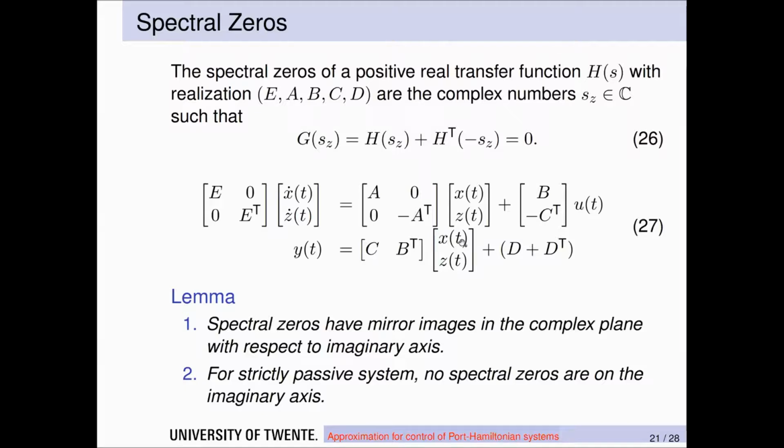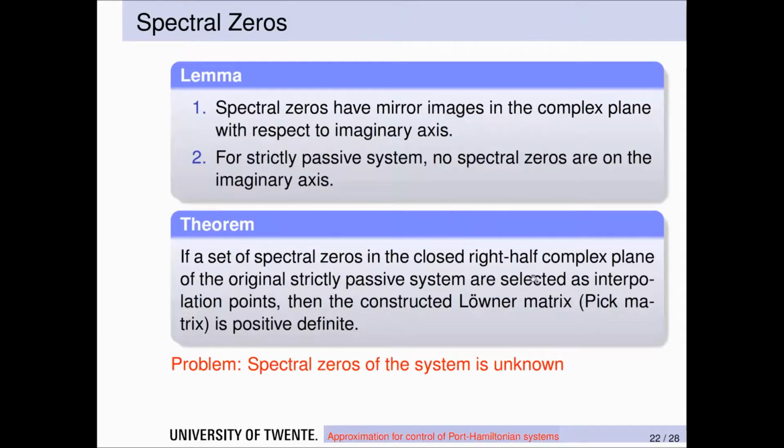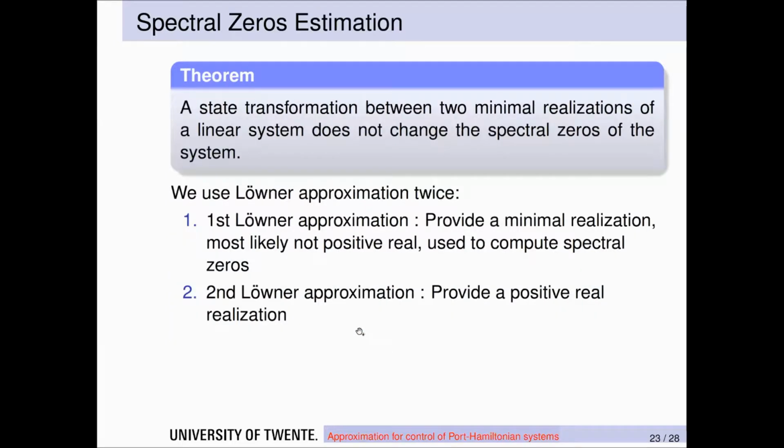And we can see this G of s as the transfer function of this extended system. From here, we can easily realize that there is a mirror image in the complex plane, and if it's a strictly passive system, then there are no spectral zeros on the imaginary axis. So that we can prove. Then this theorem says that if we choose a set of spectral zeros of the original system and use them in the Loewner approximation, then this Loewner matrix is positive definite, which also gives us a positive real transfer function. But the problem is when we have only data, we don't know exactly the spectral zeros of the system.